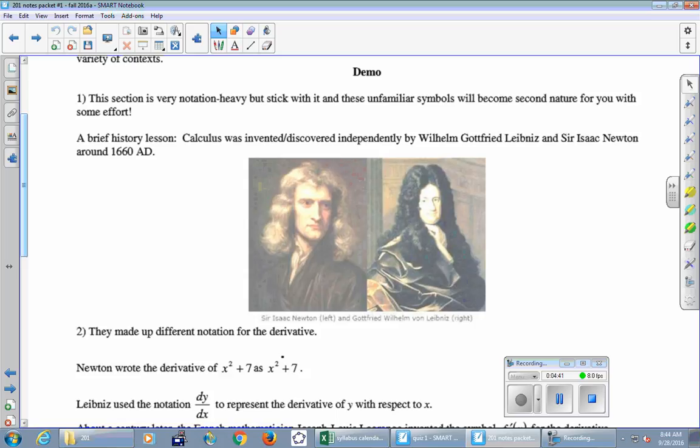But it's kind of sad. It became a rivalry between the two countries, England and Germany. Newton becomes knighted and is buried in some royal place in England. Leibniz's funeral is attended by only one person, his secretary. So it was not a happy ending for poor Leibniz, but Newton's up there on the pedestal.